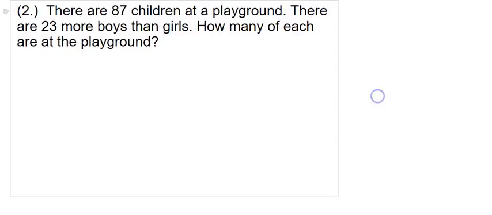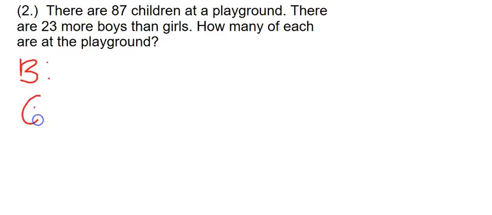There are 87 children at a playground. So we know boys plus girls equals 87. There are 23 more boys than girls. How many of each? How many boys are there? How many girls are there? Okay, so how can you draw a model? Let's do that. So we can do B for boys and G for girls.